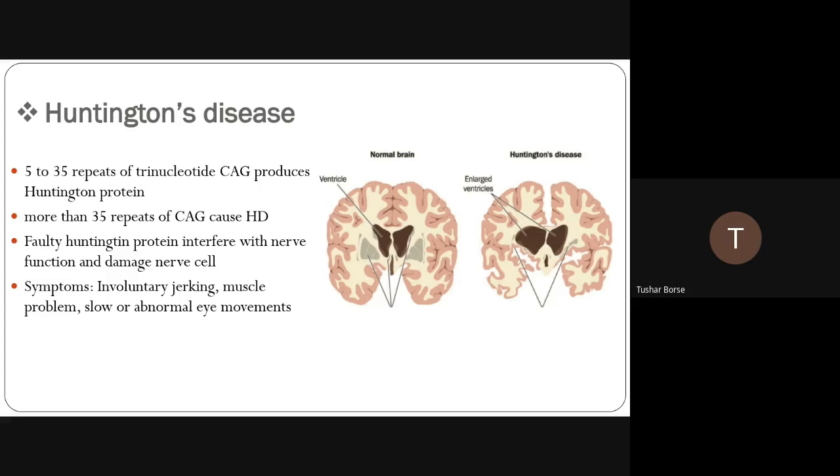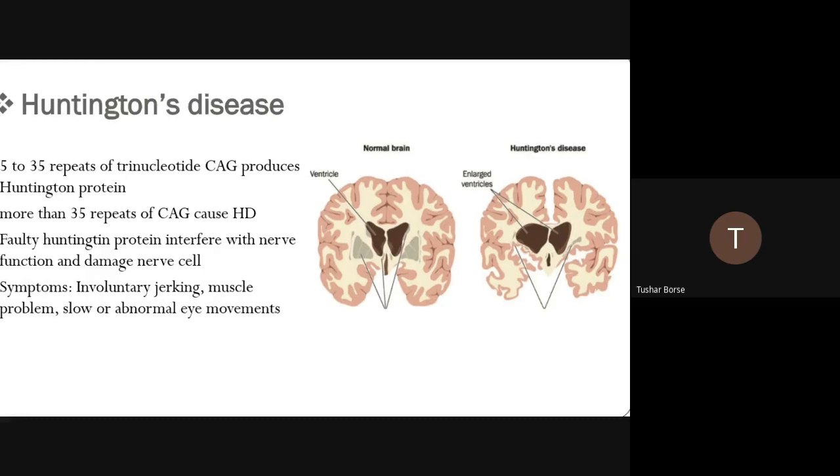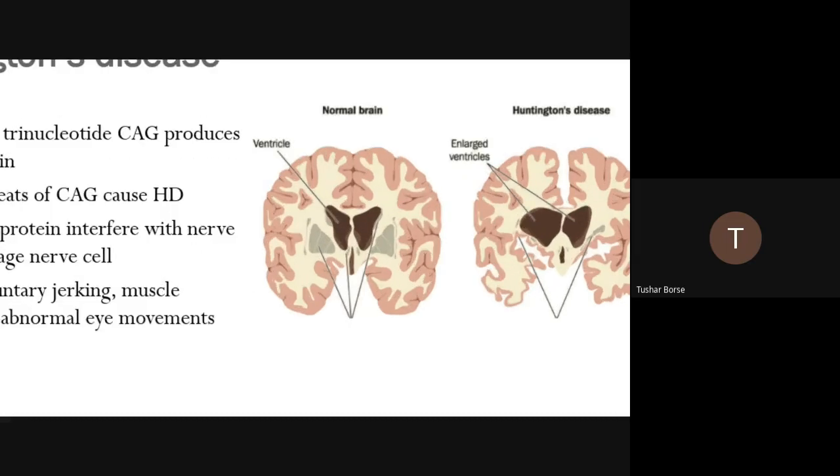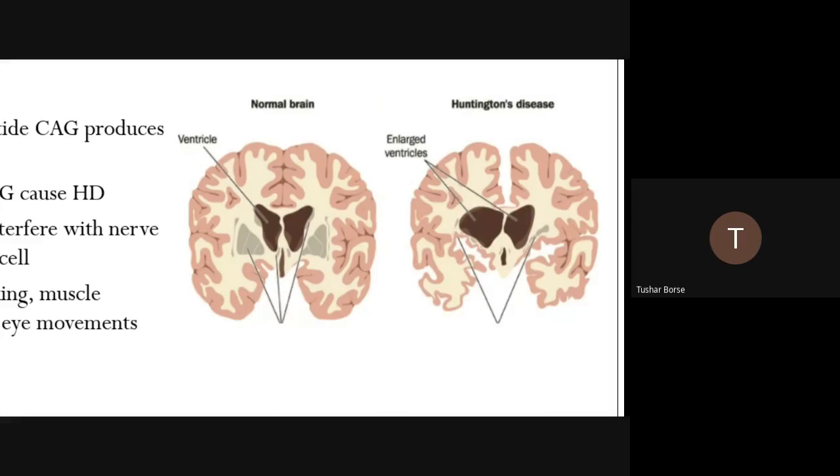Symptoms are slow abnormal eye movements, involuntary jerky movements, and muscle problems. There is an enlargement of the ventricles in the brain in Huntington disease.